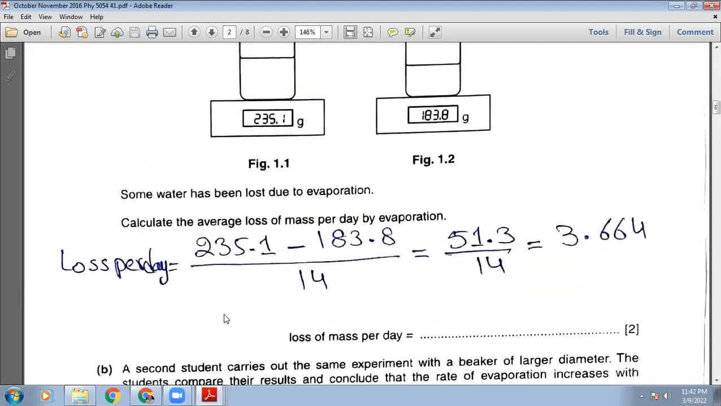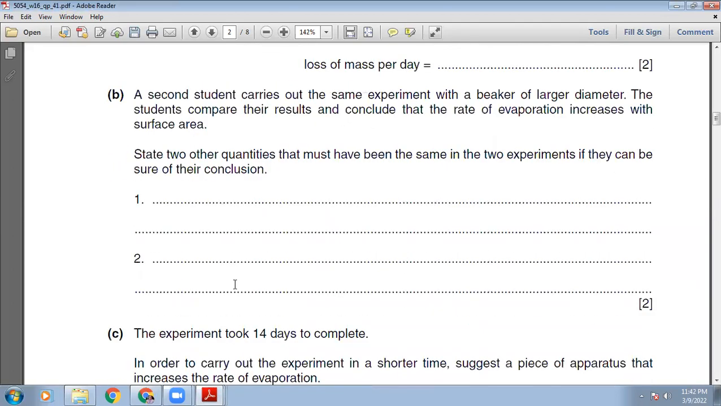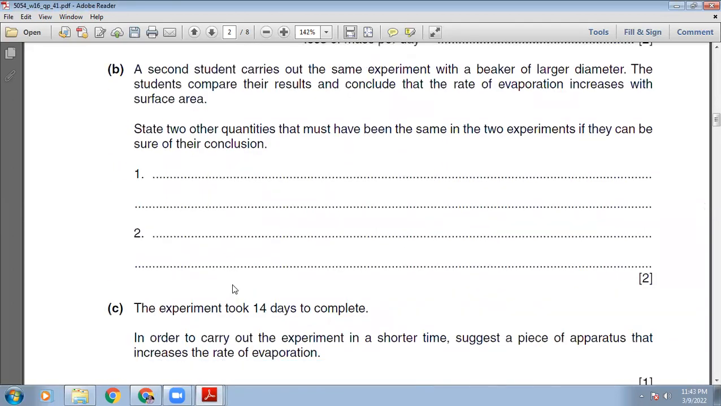So here we go. That's the solution which I have done. The loss of mass per day will be equal to 235.1 minus 183.8, the whole thing divided by 14, equals 51.3 divided by 14, and that will be 3.664 grams per day. I hope you understand. Okay, so let's move to the next part. We are done with question number 1, part A.